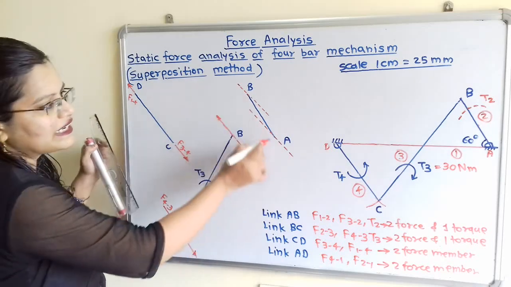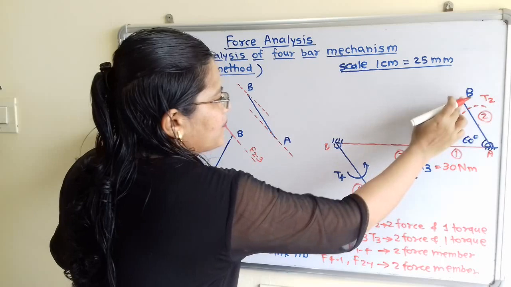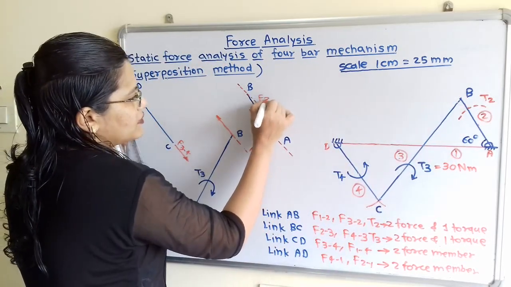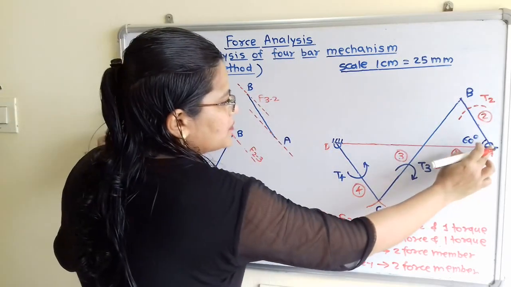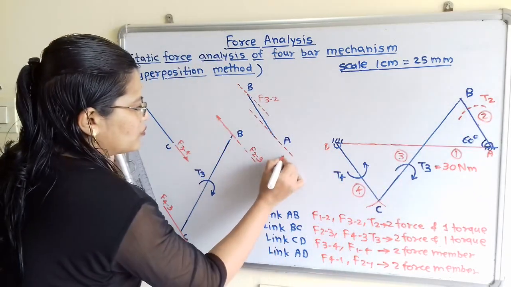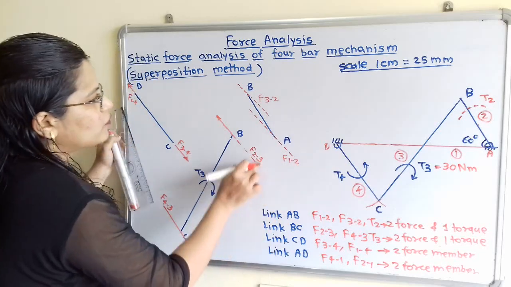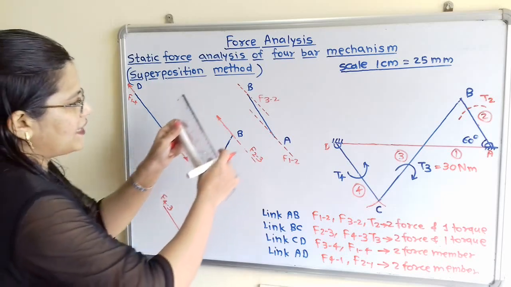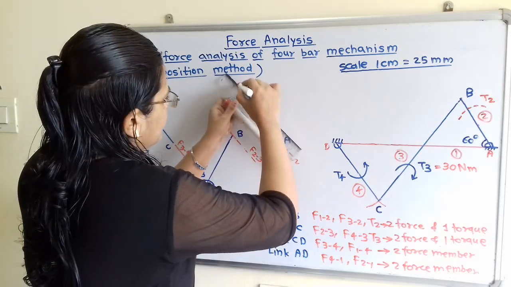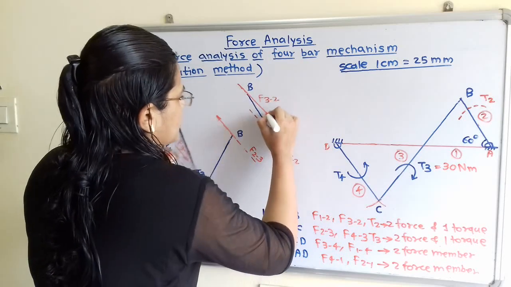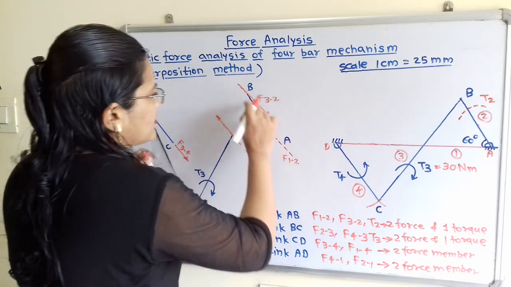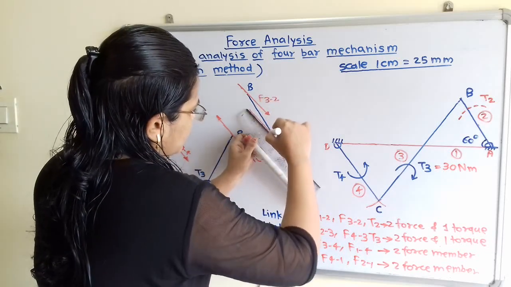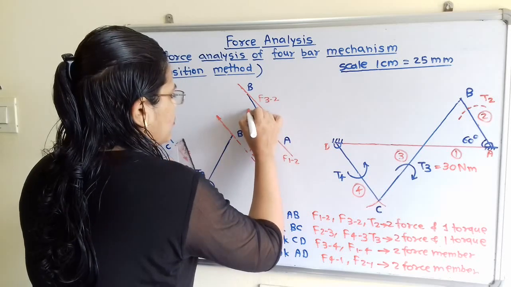Now on this link AB, if we observe at point B, which force is there? F of 3 to 2. And at this point A, the force is F of 1 to 2. Now this F of 2 to 3 and F of 3 to 2 are equal in magnitude but opposite in direction. So I will show here the direction opposite to this. And here these two forces are in opposite direction. So I will show here this is the direction of the force F of 1 to 2.